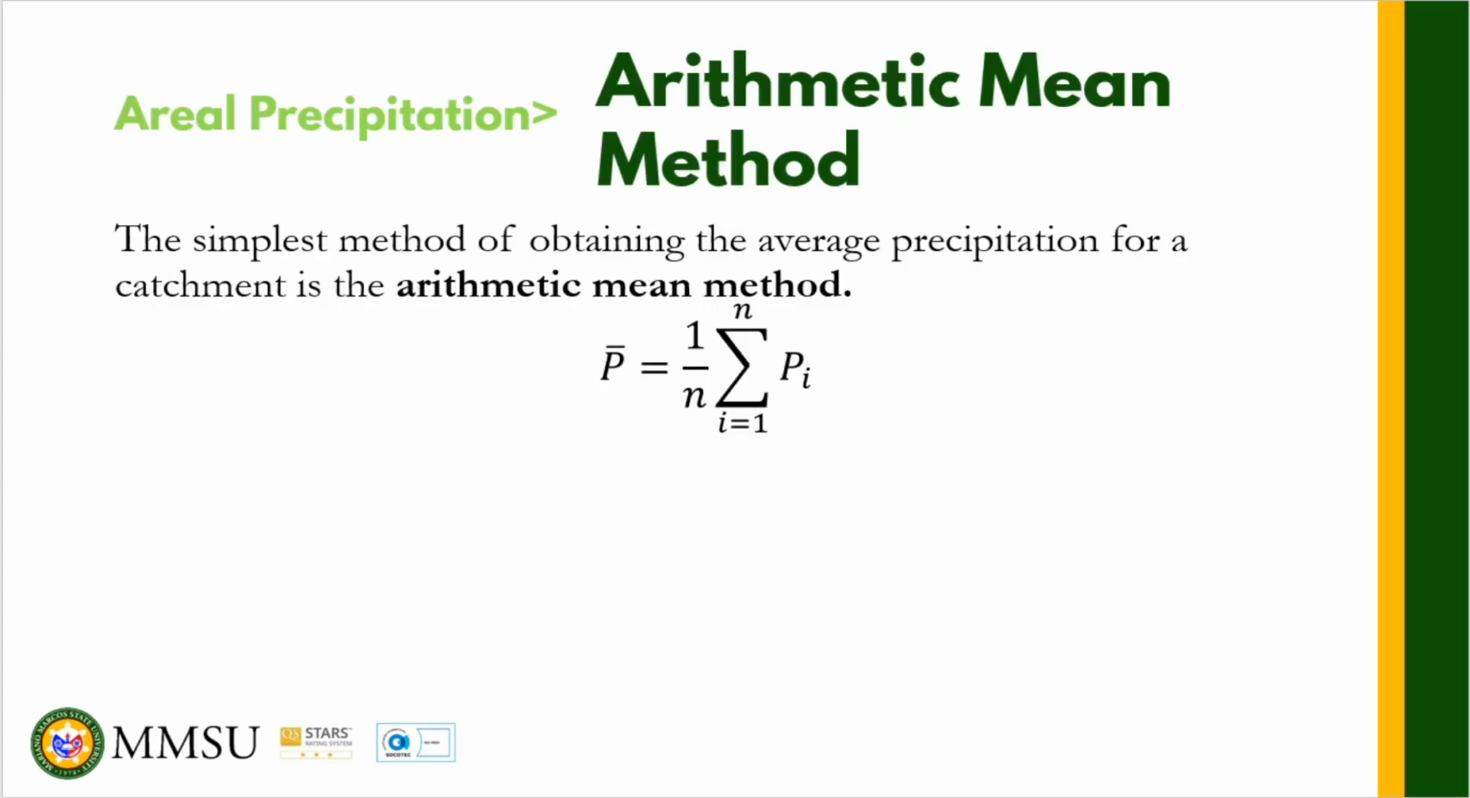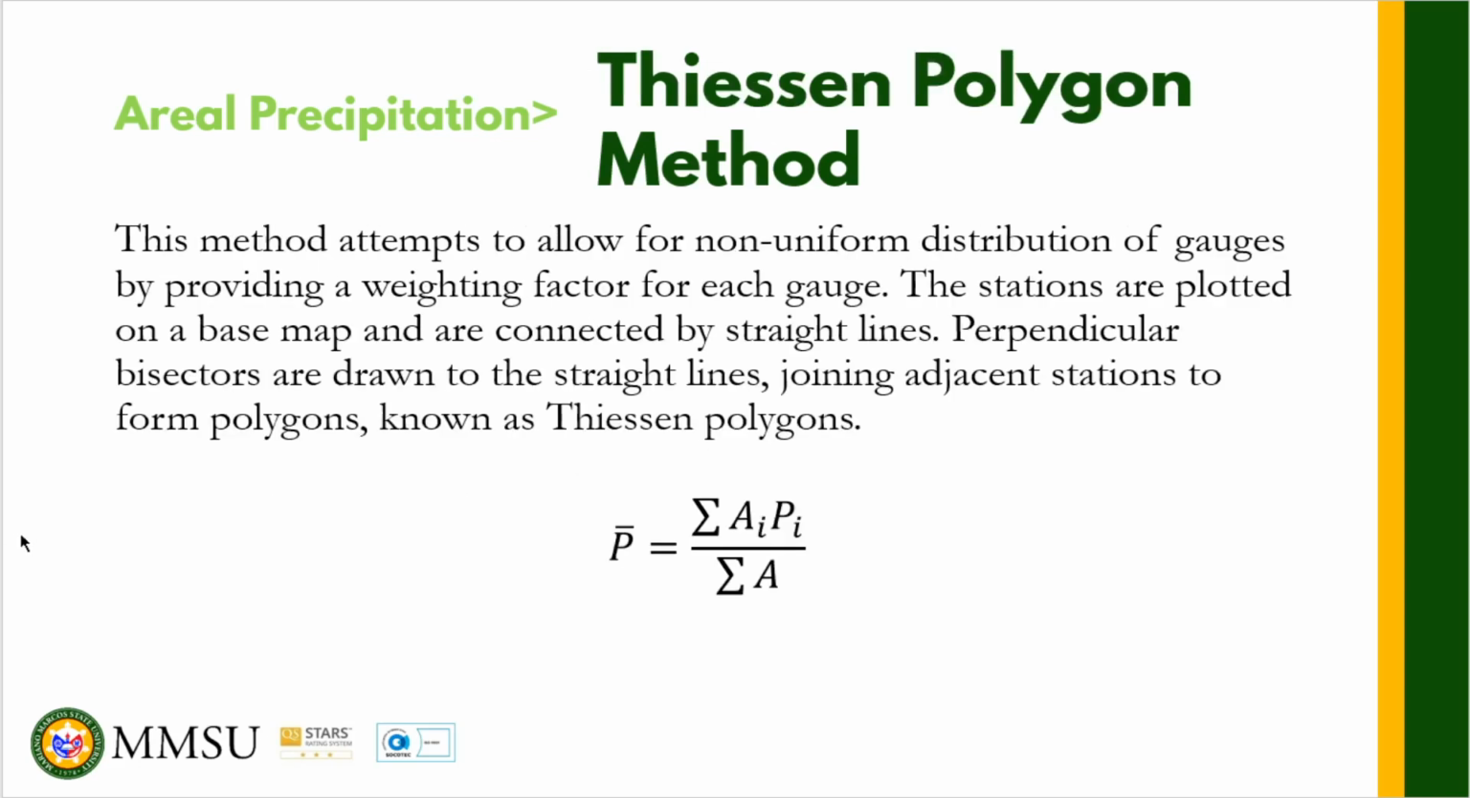The first one is the arithmetic mean method. This is the simplest way of obtaining average precipitation. This is simply getting the average of all the different rainfall gauges located in the catchment area or in the basin. Okay, so this formula is actually the formula for average, for the mean.